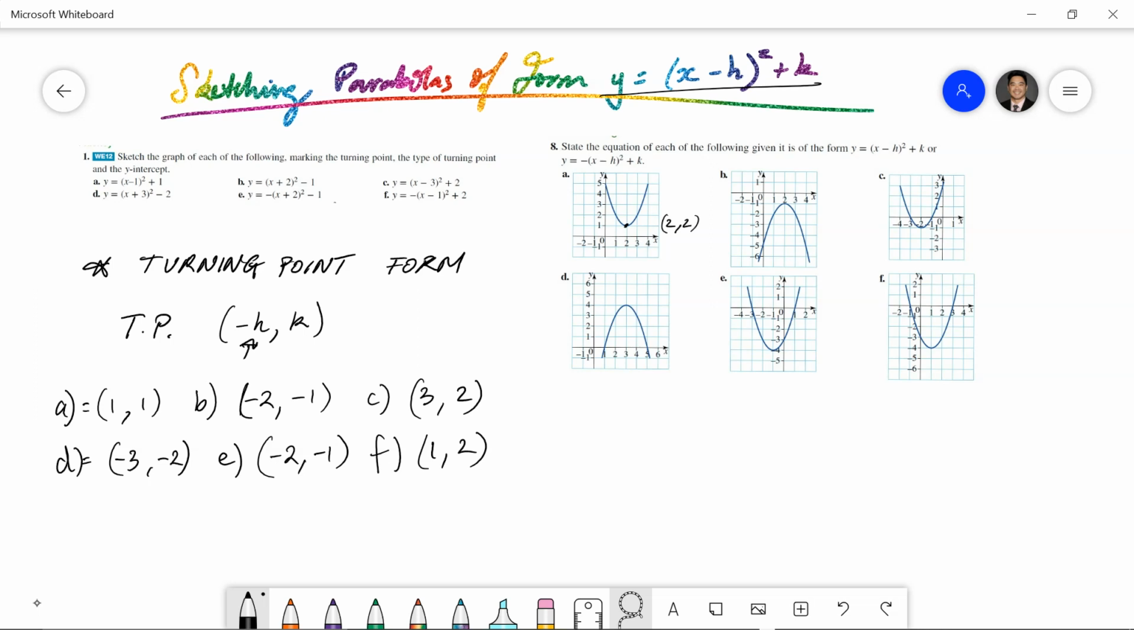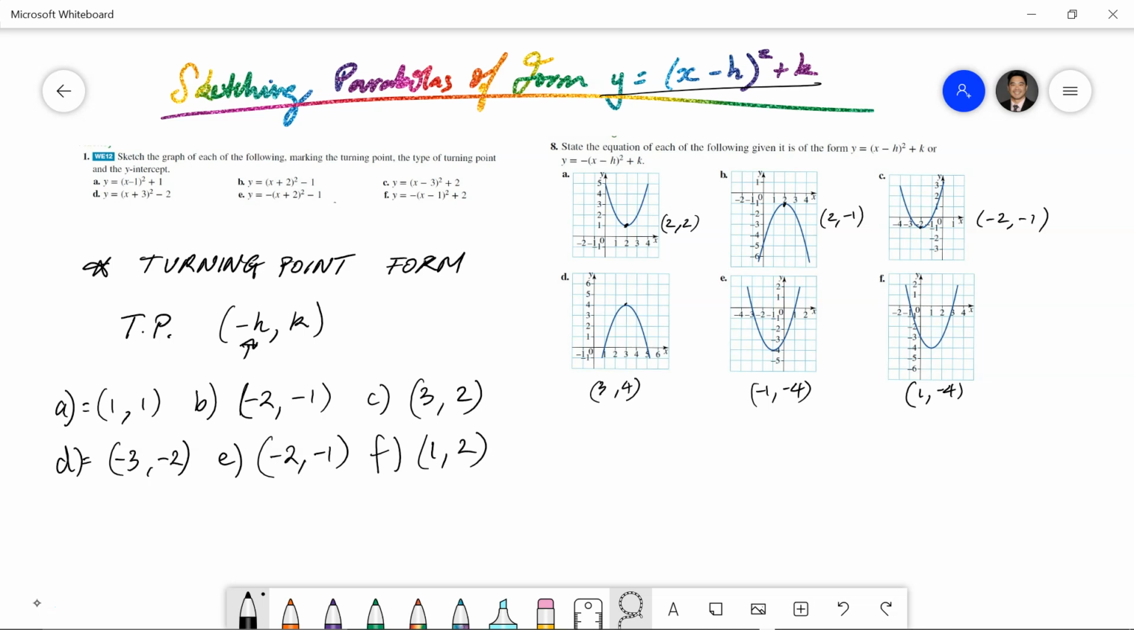So if we just wrote out the turning points for each of these, we have 2 and negative 1. In this case, we have negative 2 and negative 1. And in this case here, we have 3 and 4. We have negative 1 and minus 4. And then the last one, we have 1 and minus 4. Okay, so we've written down our turning points, and it's a matter of just using those numbers and putting into our equation.